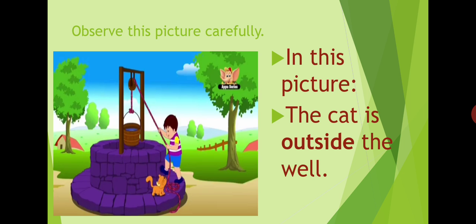And now tell me, where is the cat? The cat is outside the well. अभी cat कहाँ पर है? Cat is outside the well. Well के बाहर, कुएं के बाहर. So inside मतलब अंदर और outside मतलब बाहर.